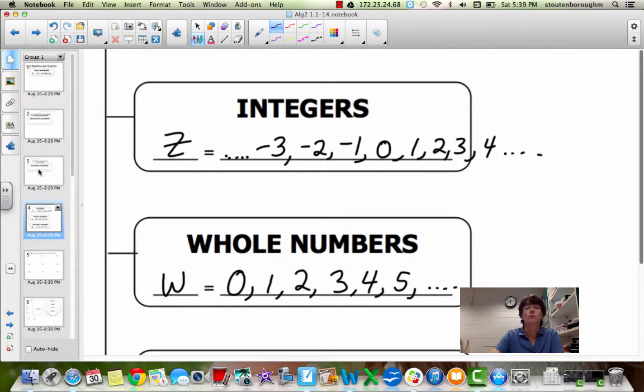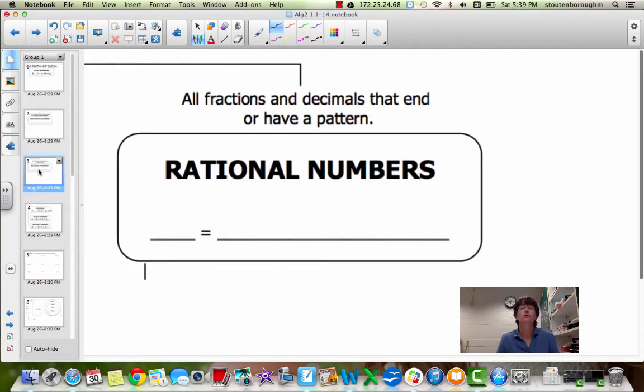All right, we're going to move up one more step. And we're going to go to rational numbers. And we're going to let Q equal our rational numbers. We already used R for real numbers. And rational numbers now include the fractions and the decimals. But these decimals have to have a pattern or they have to end.